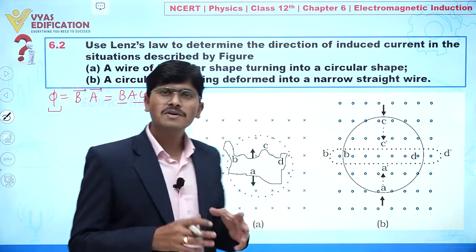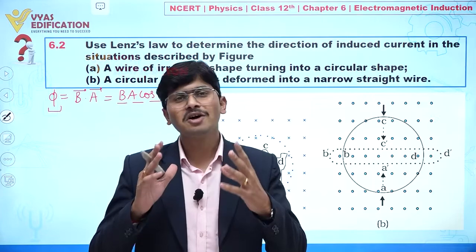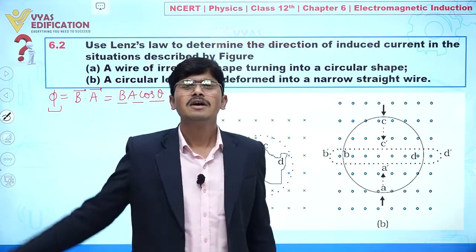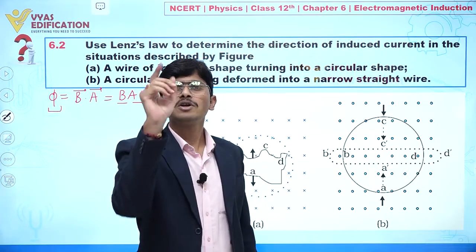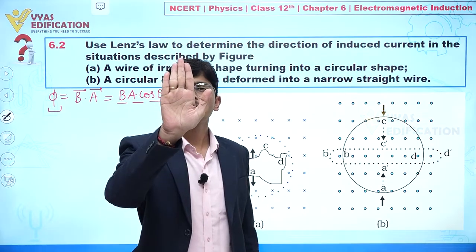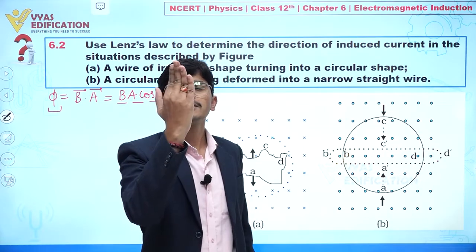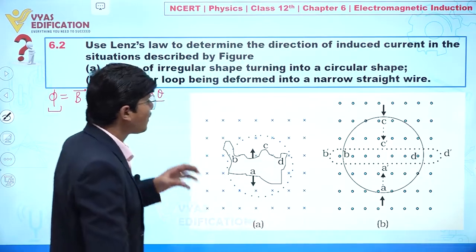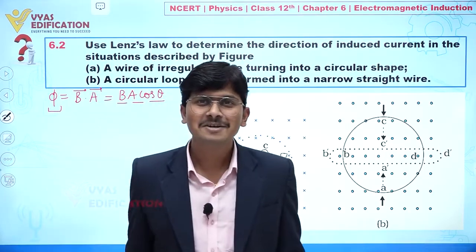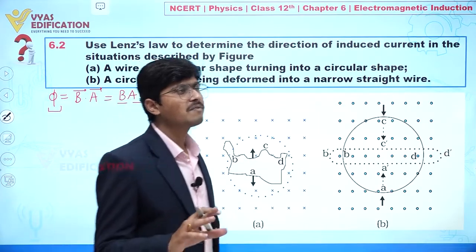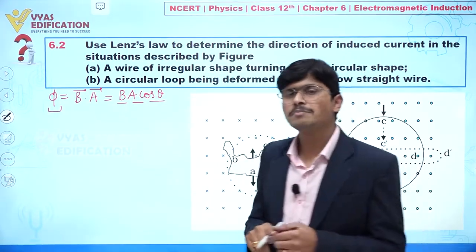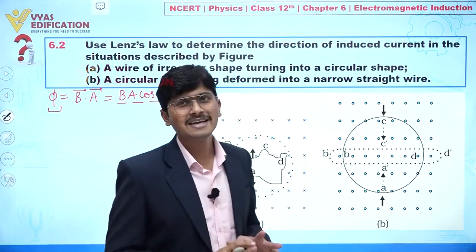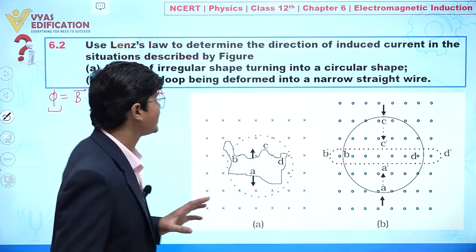Or there is one more possibility, that the orientation of the loop may change. Suppose we have a circular loop like this, and we are rotating this circular loop about its vertical diameter. At that time the magnetic flux linked with the area also changes. So the magnetic flux may vary from three factors: number one B, second A, and third the angle between B and A, clear. So in this question the area is changing, clear to you.